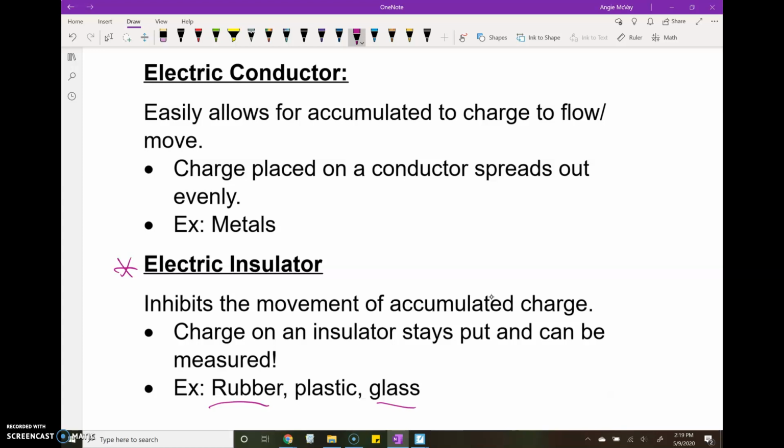If you were to do the same experiment with a metal rod, which is an electric conductor, right? Metals are an electric conductor. You could still put the same amount of charge on the metal conductor, but conductors easily allow for charge to flow or move. So any charge that's placed on that conductor will spread out evenly. And when it all spreads out, it can't be measured. It's not accumulated, and it can't exert forces on other objects.